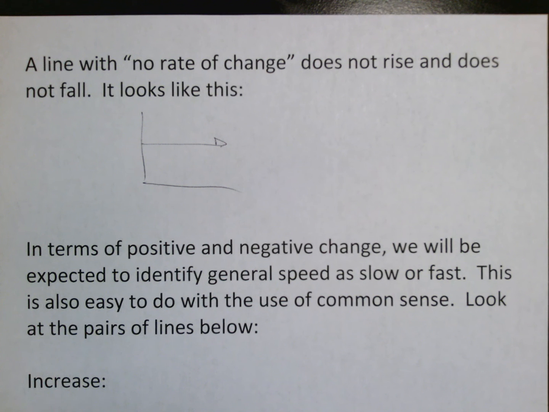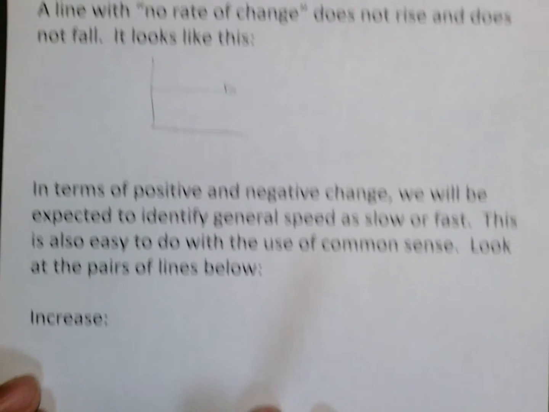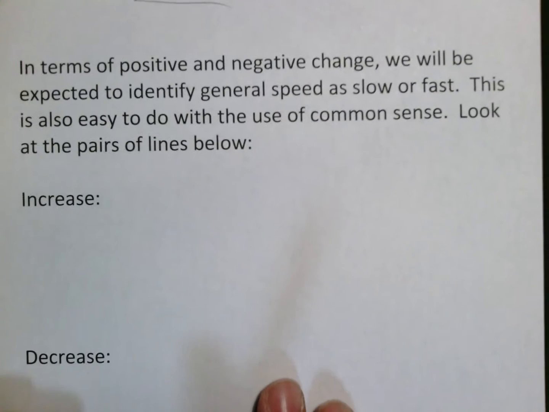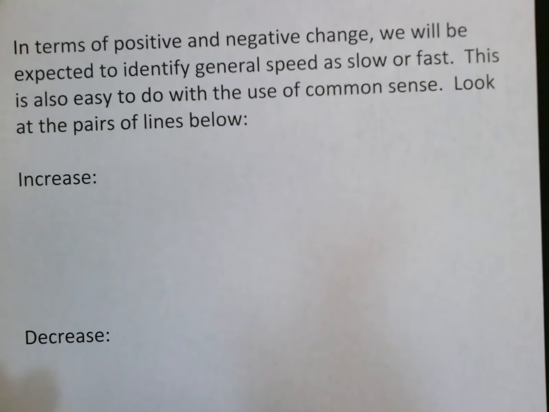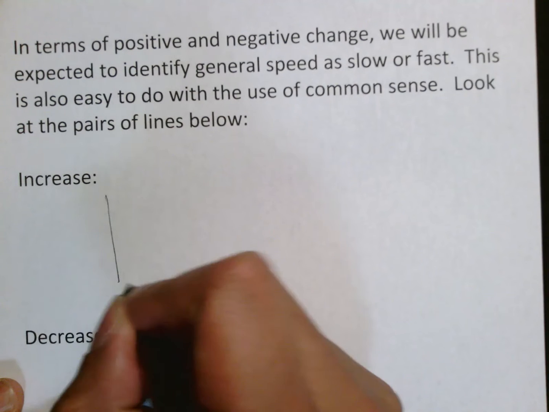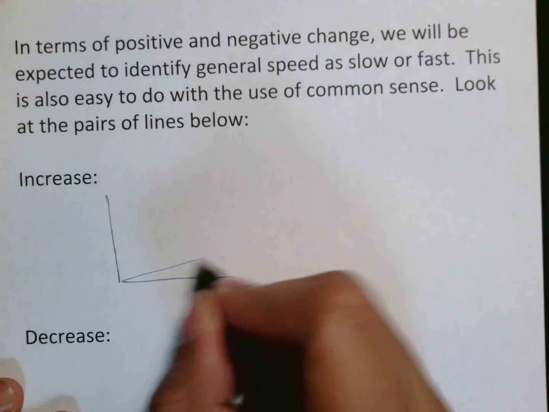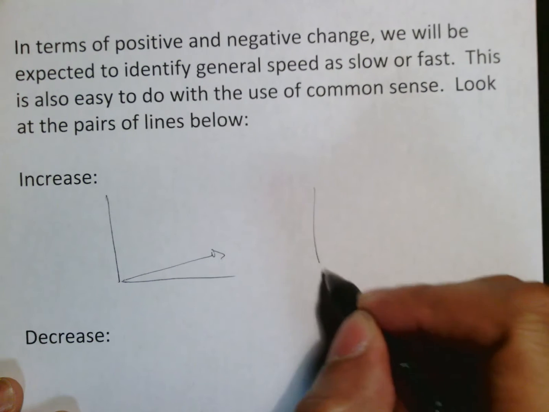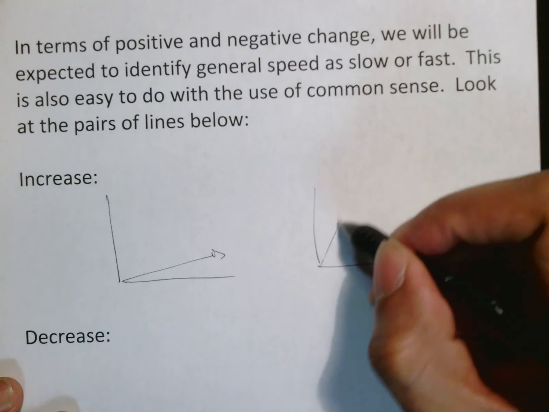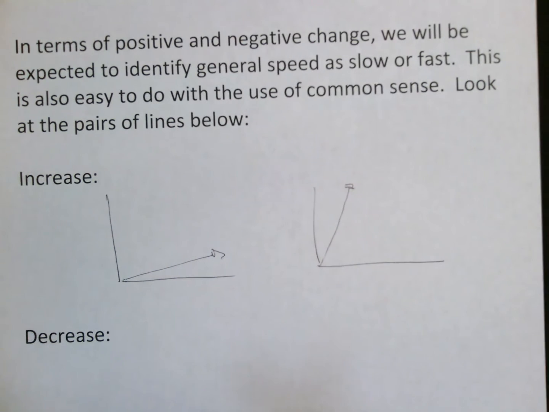Alright? So in terms of positive and negative change, we're expected to identify also the general speed. Again, you don't need to tell me how fast it's going, but you do need to be able to tell us if it's a slow rate of change or a fast rate of change. This is also easy to do with a little bit of common sense. So if you look at the following pairs of lines that I have here, again, I'm going to look at increasing lines. So here's my grid, and here's my positive rate of change. Here's my second grid. Here's my positive rate of change.